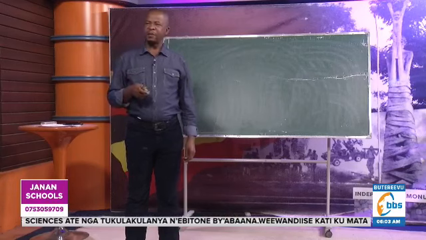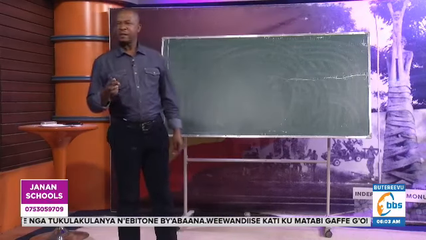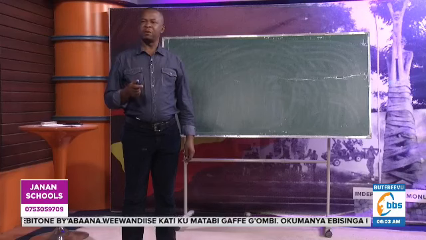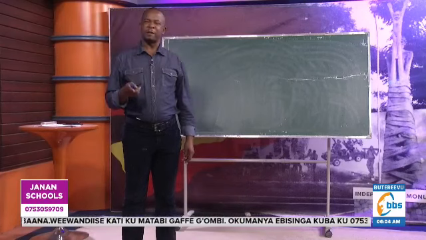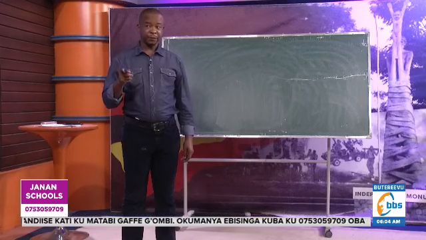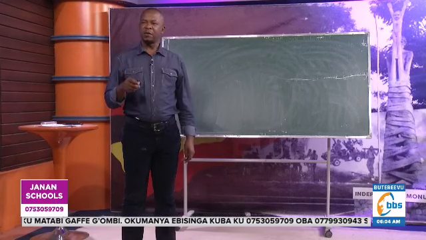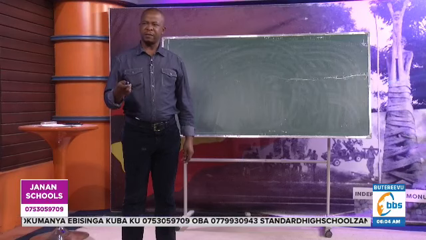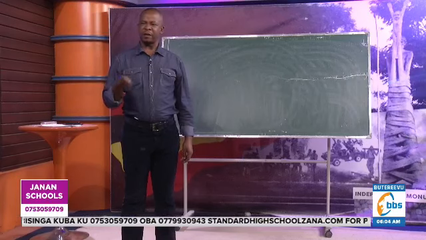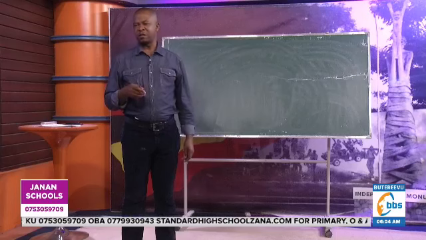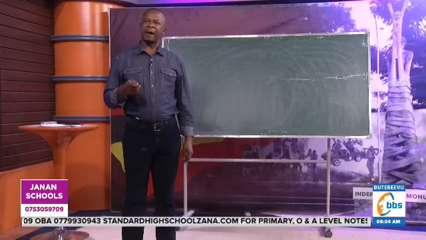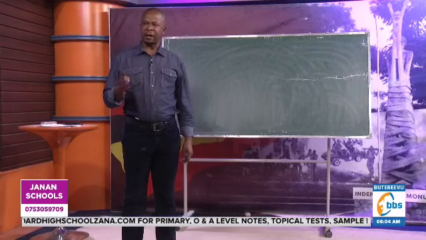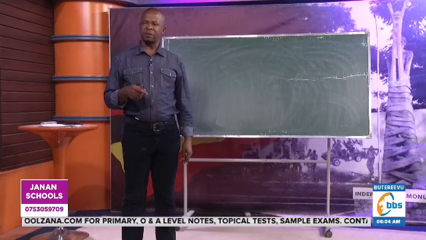Last time, we were looking at lenses. We were able to define the terms on lenses. We were able to look at the different types of lenses. And I left an assignment on formation of images in lenses. I'll be starting by reviewing that assignment, and we shall proceed to look at how we can derive the lens formula and be able to proceed in that line as our lesson flows.